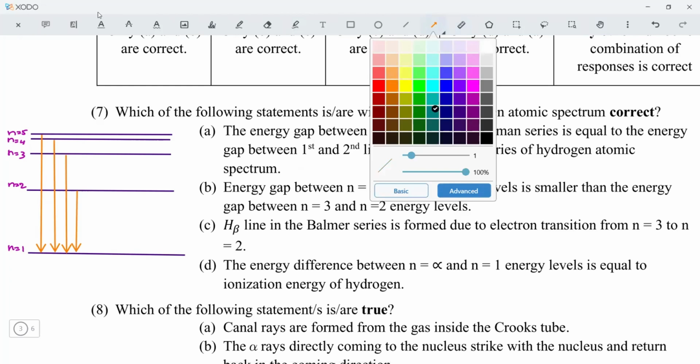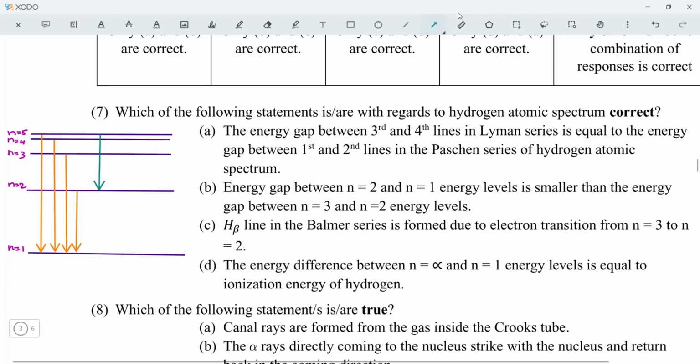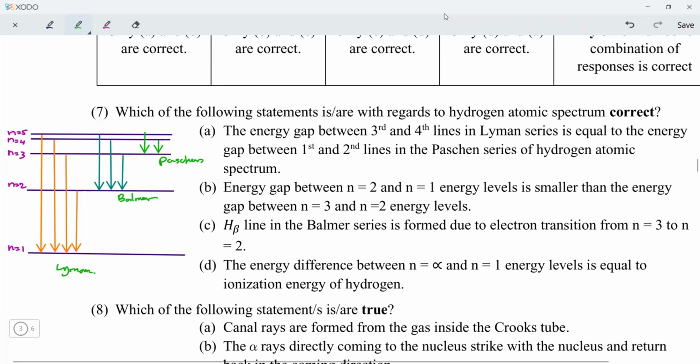If the line is falling to the second energy level, it belongs to the Balmer series, our second set of lines. If it is falling to the third energy level, we call it the Paschen series. These are the lines of the Paschen series. So we can write Paschen, then Balmer, then Lyman. Then you can label them: L1, L2, L3, L4, like that. L5, L6 will be there, but I have drawn only 5 energy levels, so it stops right here.